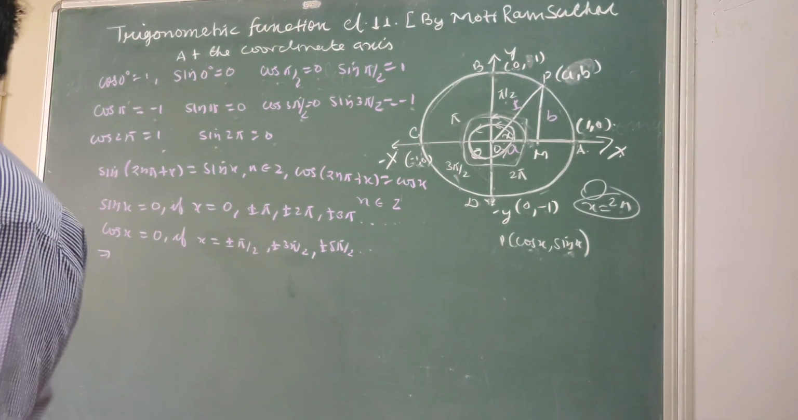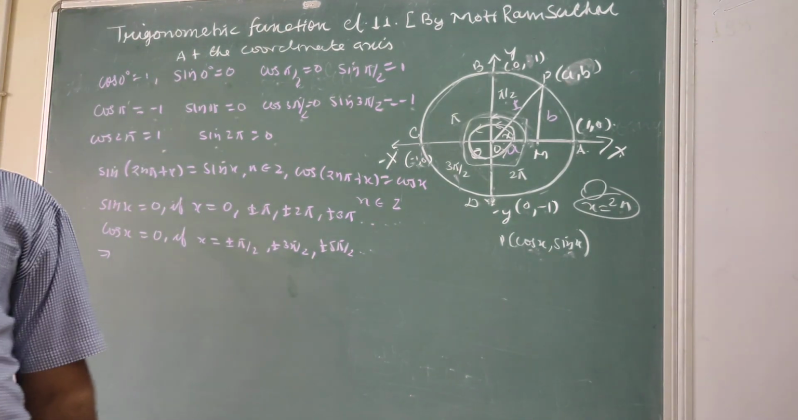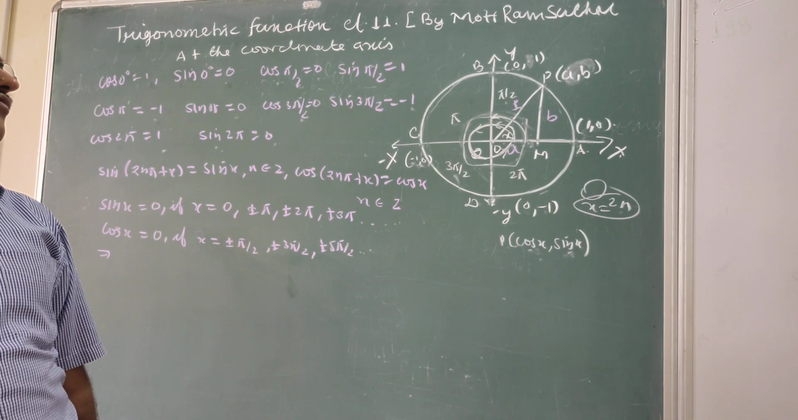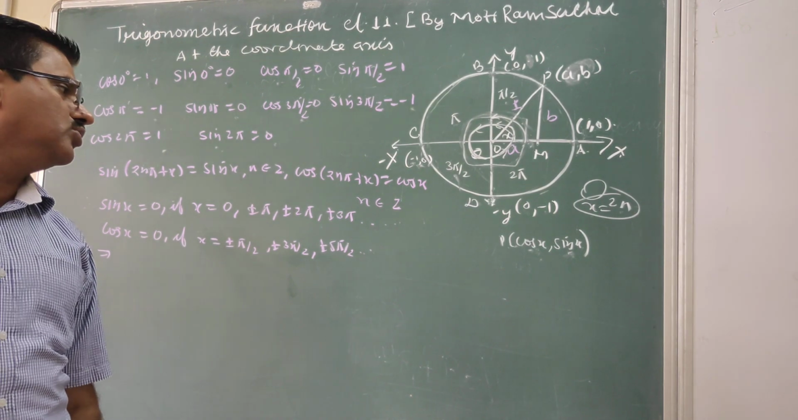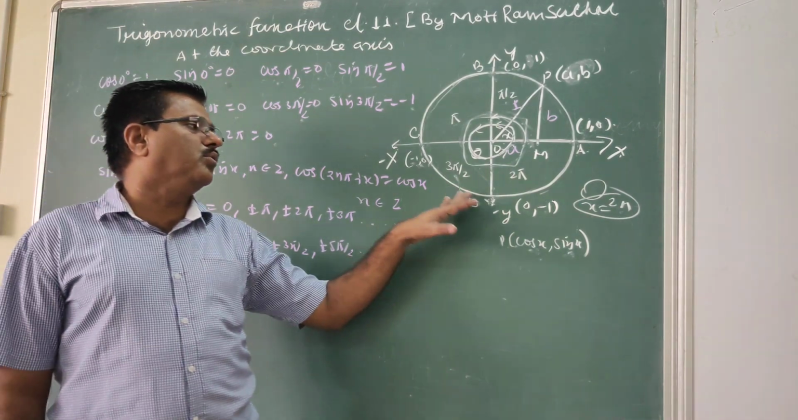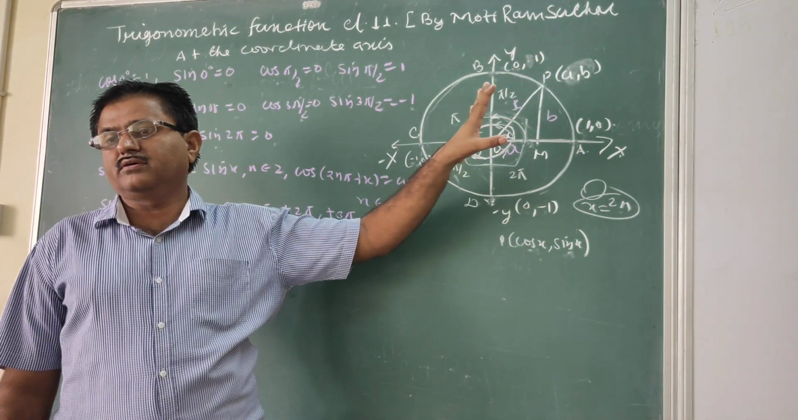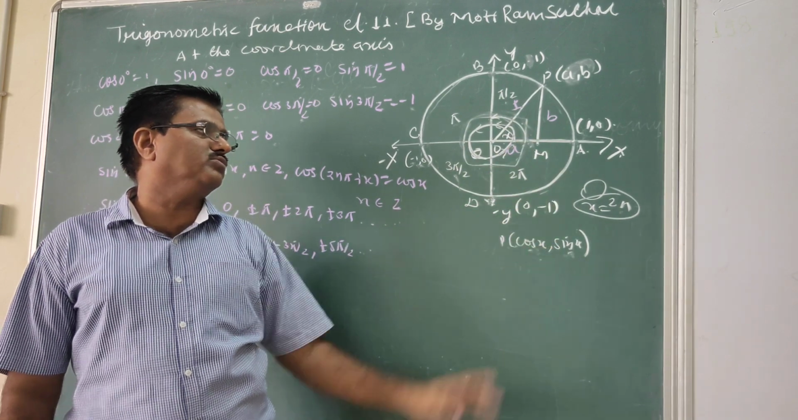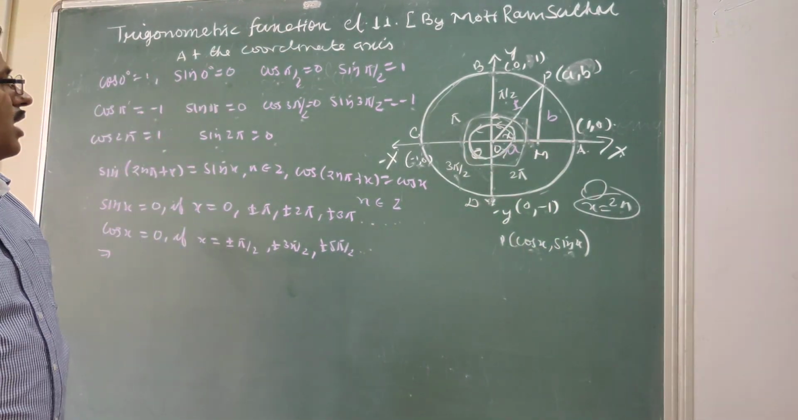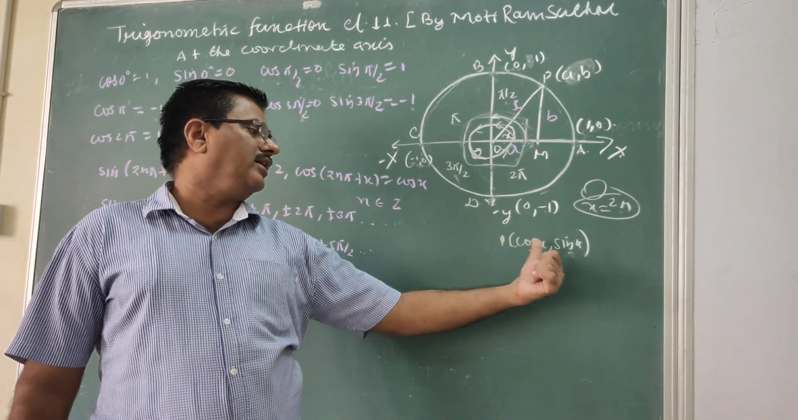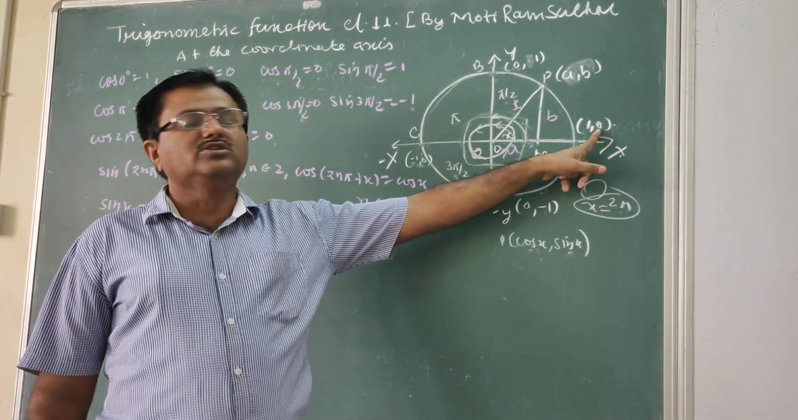So after completing one round, we can say there is no change, as in the case of the first. Or in other words, after completing one round, the values of sin and cos will be repeated. How can you say? We know that the value of sin 2 pi is 0.